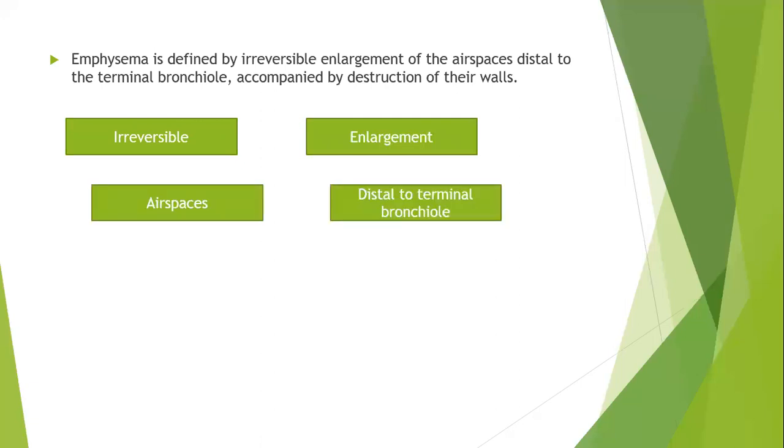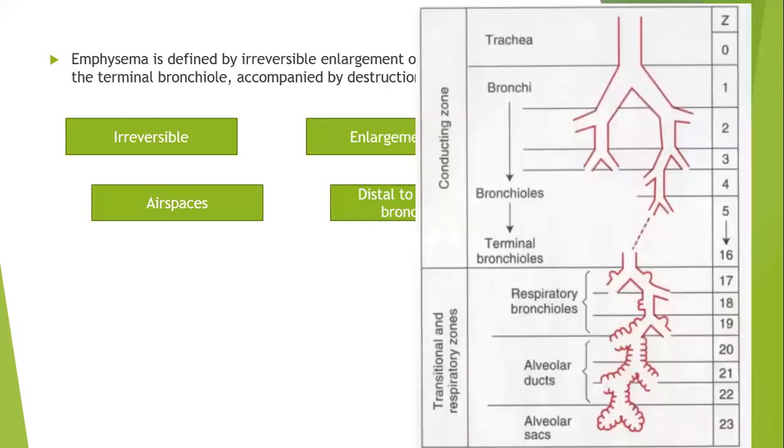Okay, so these air spaces are distal to the terminal bronchiole. Next. Okay, so what is the terminal bronchiole? So this is airway. So you have a trachea, bronchiole, terminal bronchioles. And what is distal to the terminal bronchioles are your respiratory bronchioles.